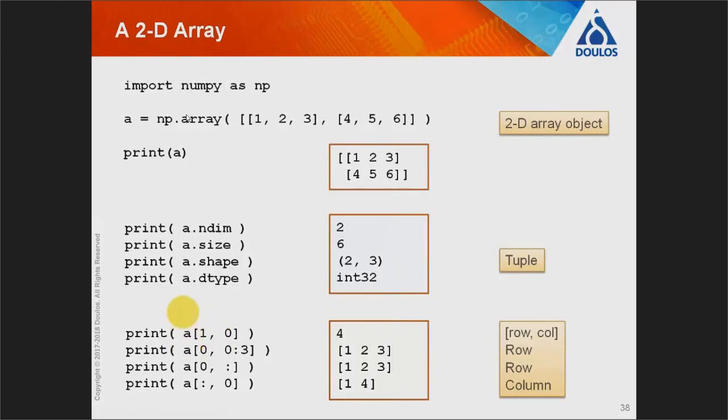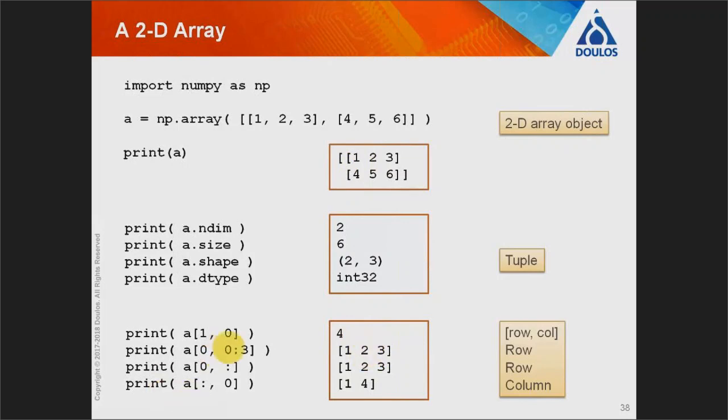Multi-dimensional arrays: A[1, 0] means the element at row 1, column 0, which is element 4. We can also include slices within either or both of the dimensions. So here we're selecting row 0, column 0 colon 3. So we're picking row 0, the first row, and all of the elements in that row, the elements 1, 2, 3.